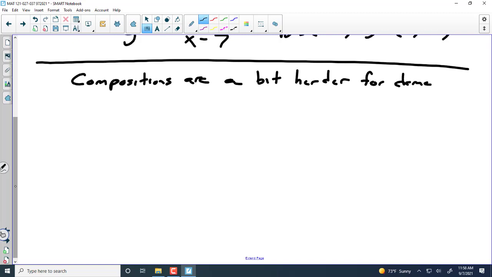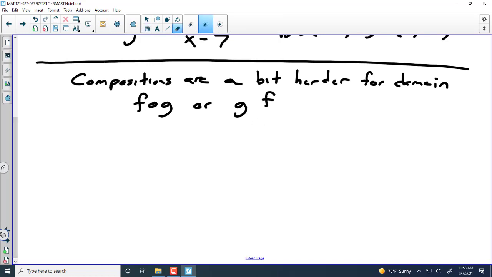All right, compositions are a bit harder for domain. When you put one function into another function, it's supposed to be a hollow circle, everyone. That's why we don't use a dot for multiplication, so we don't get that confused. There we go. Compositions are a bit harder for domain, but there is some good news.